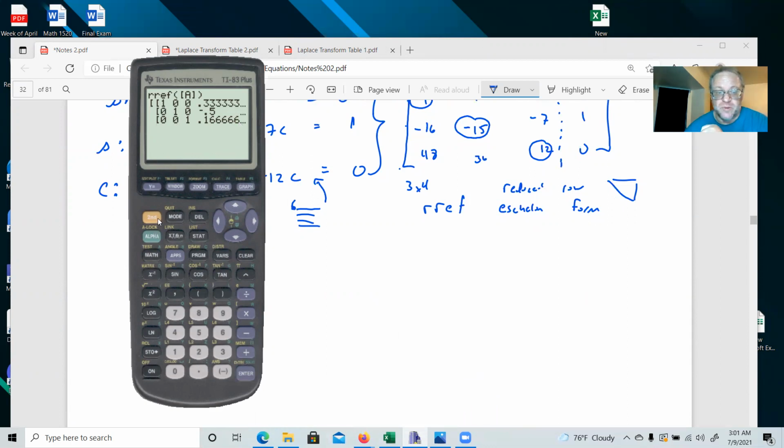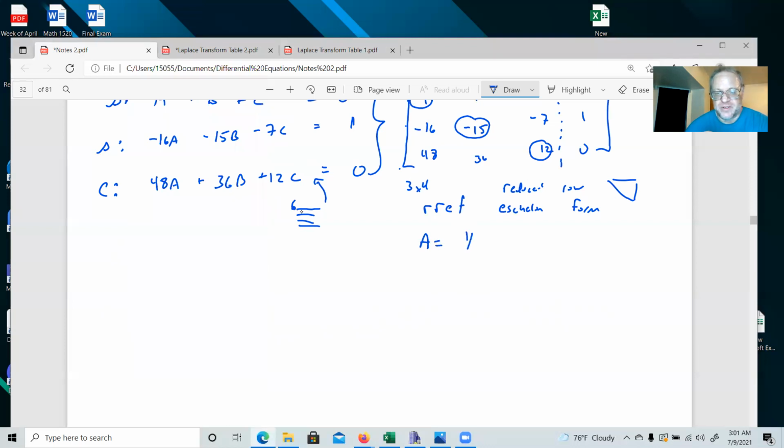Here's another little trick for you. You go to Math, and this says convert your answer into fractions. So we hit enter. It doesn't work on matrices. You better believe it. So here we go: my A term is a third, my B term is negative half, and my C term is a sixth.